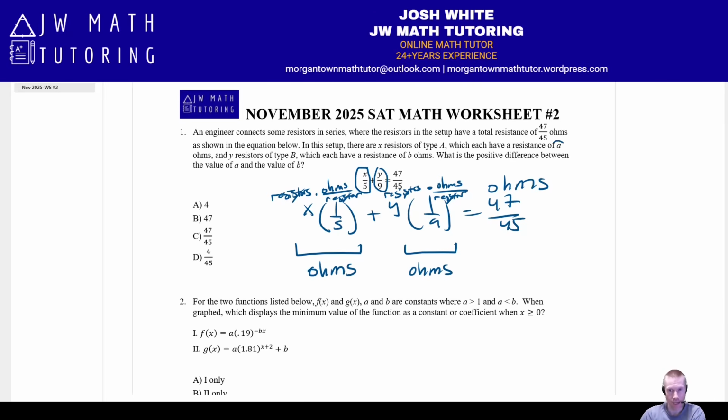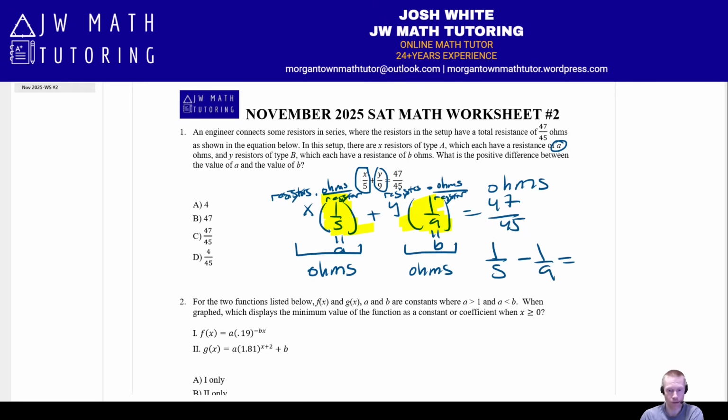Therefore, A, which represents the resistance of an individual resistor, which would have a unit of ohms per resistor, and similarly, B, would have a unit of ohms per resistor. Those are going to be represented by these fractions right here in the problem. So in other words, the 1/5 is equal to A. The 1/9 is equal to B. So the positive difference between them is 1/5 minus 1/9.